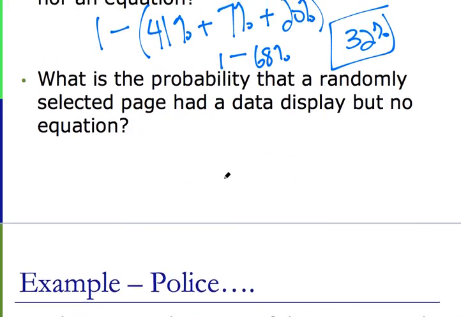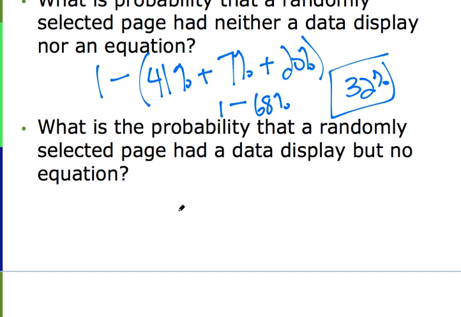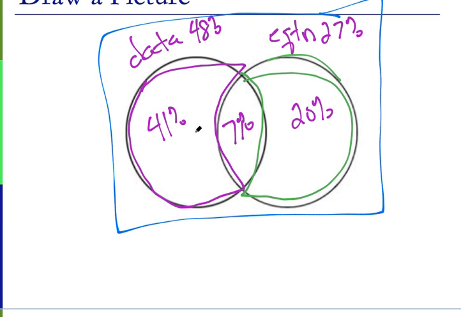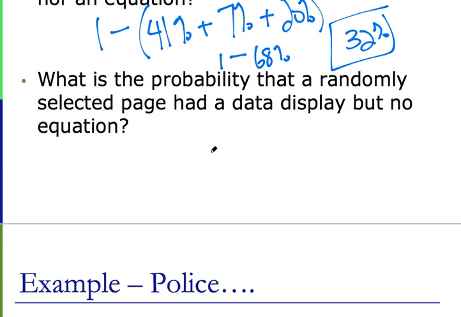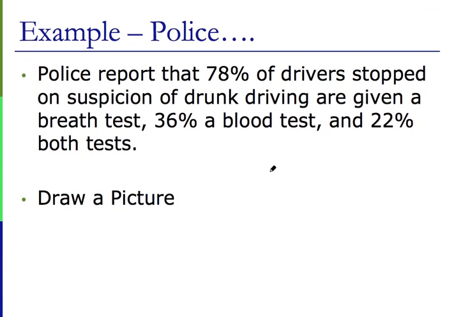The next one: what is the probability that the randomly selected page had a data display but no equation? Here's where the picture comes in handy. A data display but no equation. Well, this whole circle represents equations, whether it's data and equations, and this is just equations. So the only part we want is this 41%. We don't want to include the 7 because that still has equations in it. So my answer to the second one is 41%, because I looked at the picture. All right, here's another example.